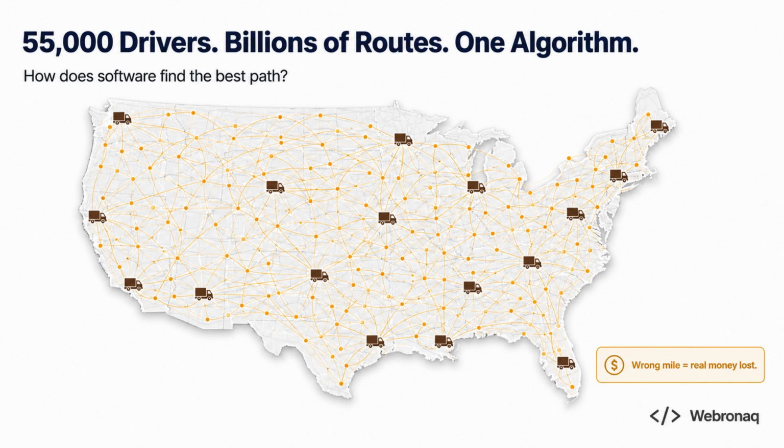The number of possible ways to sequence those stops is not just large. It is astronomically large. We are talking billions upon billions of combinations. Choosing the wrong route, even by just a few miles per driver, adds up to tens of millions of wasted dollars every year. So how does a company like UPS actually solve this?